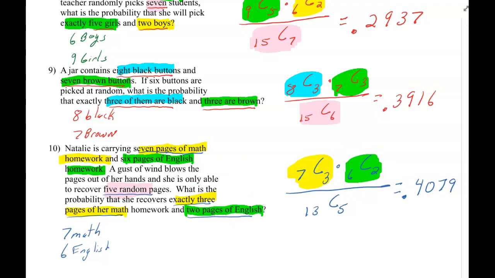Again, you multiply. There were 13 pages total, the 7 plus the 6, and she found 5 of them. So the favorable over total is 0.4079, with the total being 13 choose 5.